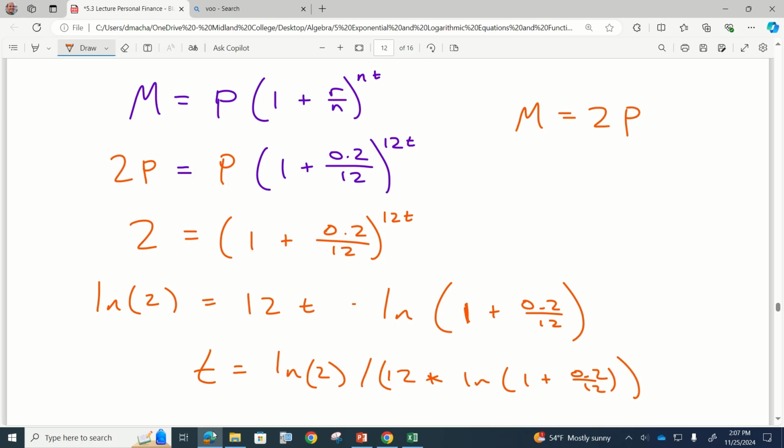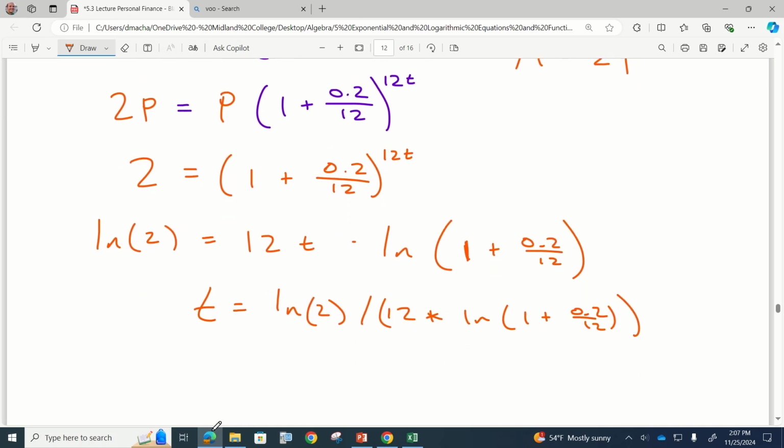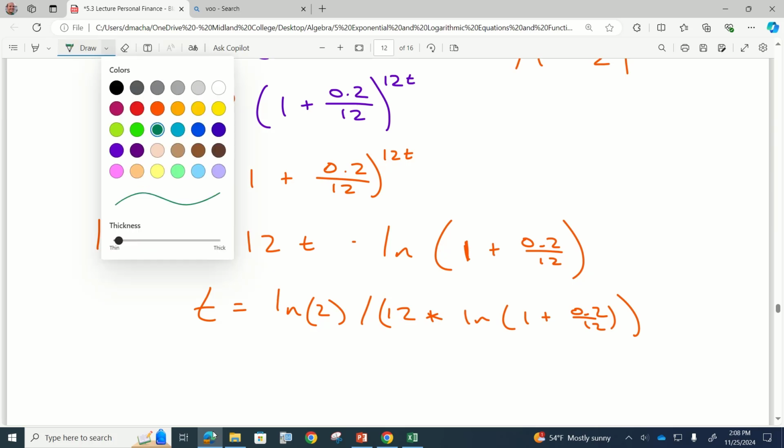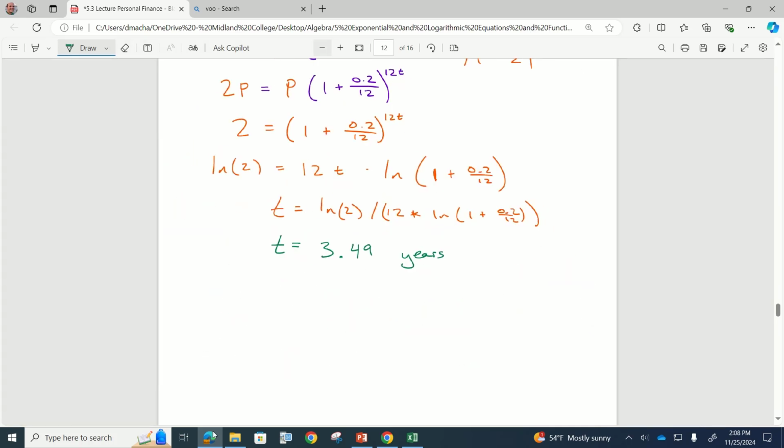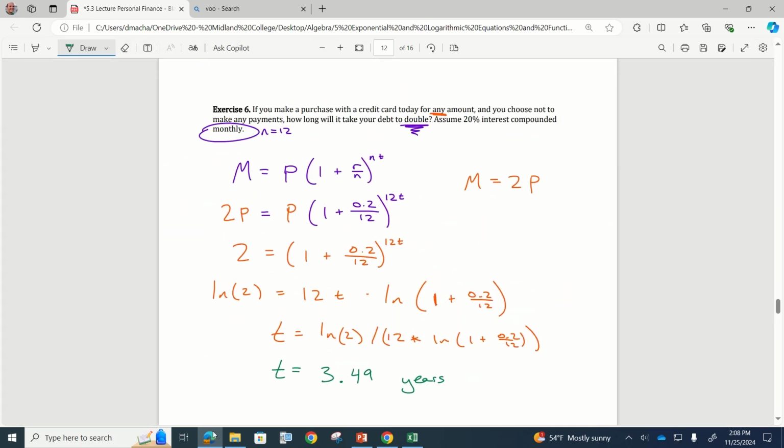That looks similar to what we did in a previous question. But I'm curious if anybody can tell me really quickly, how many years have to pass before the debt doubles on an unpaid credit card bill? You said 3.4? 3.49? Yeah, so about 3.5 years. That seems about right. So at 20% interest, it will double in 3.5 years.